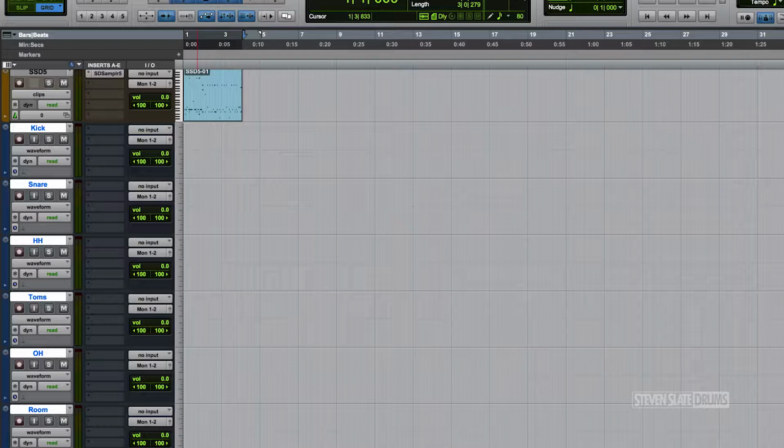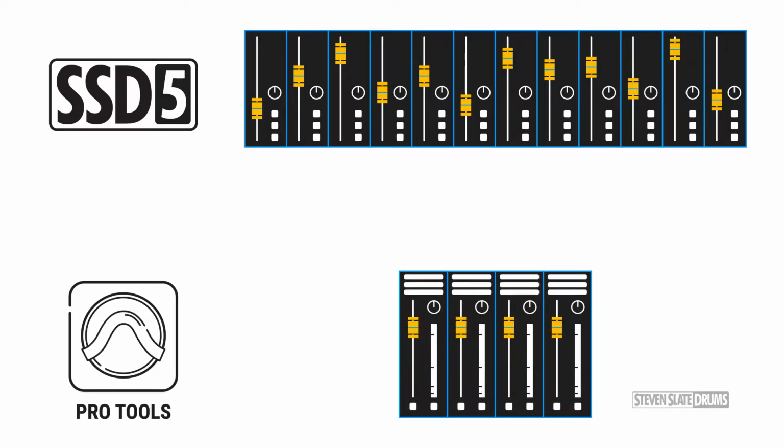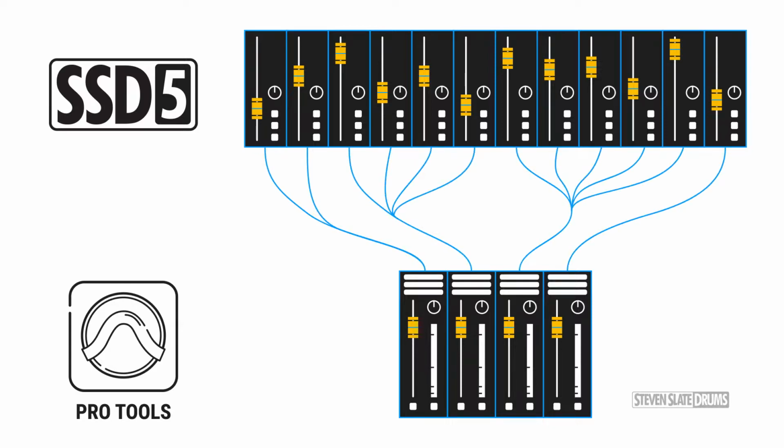Now we need to take care of the routing in order to get the audio out of SSD5 and into the appropriate track. We're going to be setting the output for all of the tracks we want in the SSD5 mixer to a specific output, and then setting the input of the audio tracks we created in our DAW to the same output from SSD5.